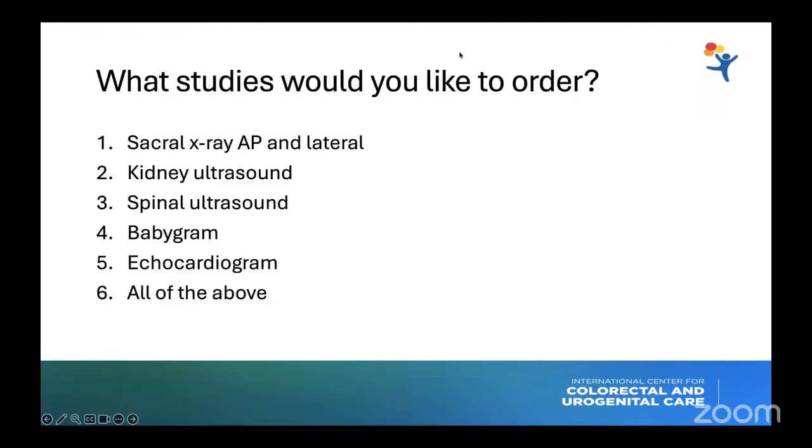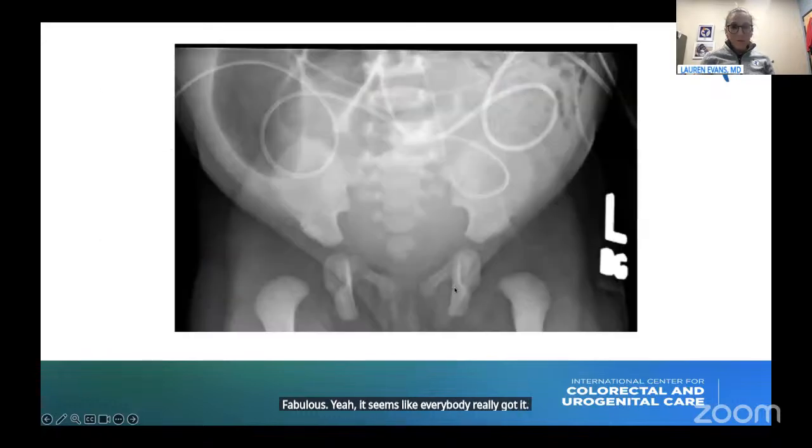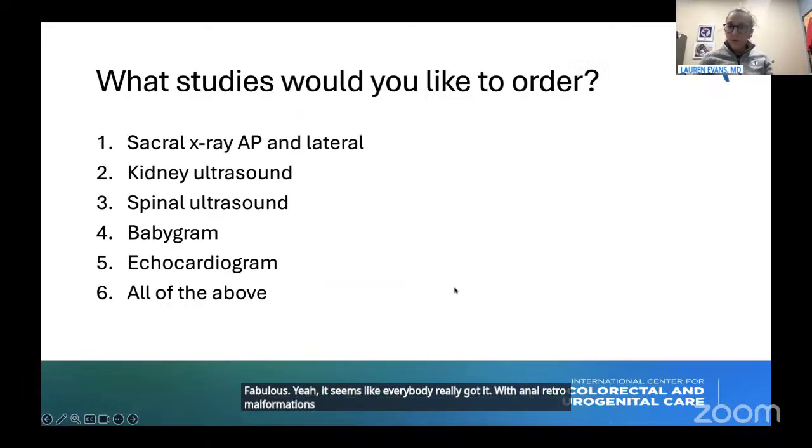A few seconds for people to answer. Fabulous. Yeah, it seems like everybody really got it. So with anal rectal malformations, you obviously want to do the whole VACTERL workup. And so really all of these studies are necessary before proceeding.